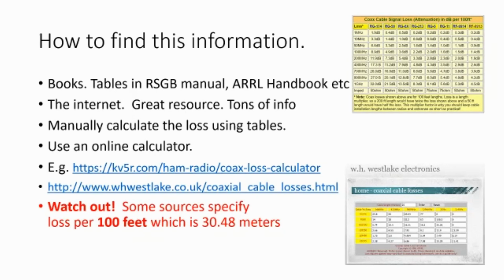Another good one is KV5R. He has a very nice calculator that will do all sorts of things. The big thing to watch out for is what it's specifying that loss in. Is it per 100 feet or is it per 100 meters? Because that can catch you out.